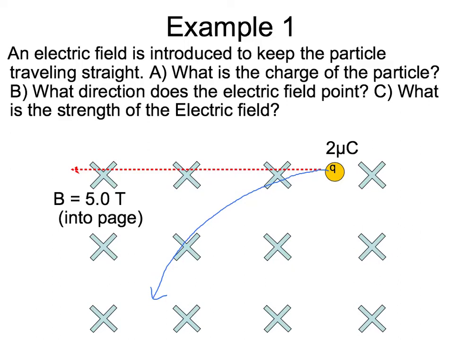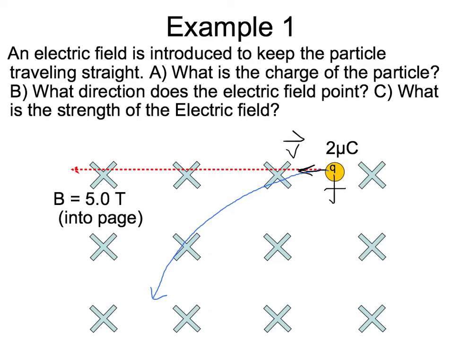Now we're going to connect electric and magnetic fields. So let's take a look at this question. An electric field is introduced to keep a particle traveling straight. So we have this particle here that had an initial velocity this way into a field. And this blue line represents the way that the particle would go, or the way that the particle wanted to go, if there had not been an electric field.